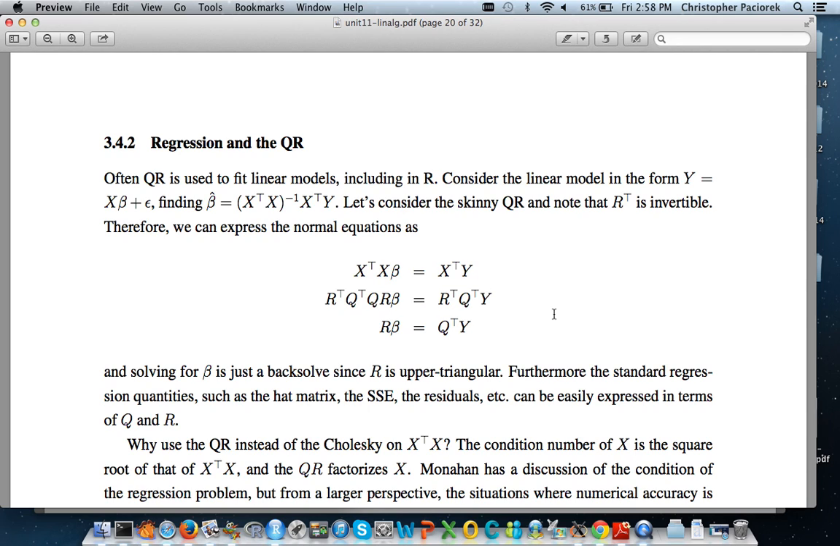What's so nice about this? This is already upper triangular. Remember all of the motivation last time, when I said, what if we had an upper triangular matrix, then we can solve this system of equations really easily. Well, the QR decomposition gives us this system of equations where I have an upper triangular matrix. So this is just a back solve to do this computation.